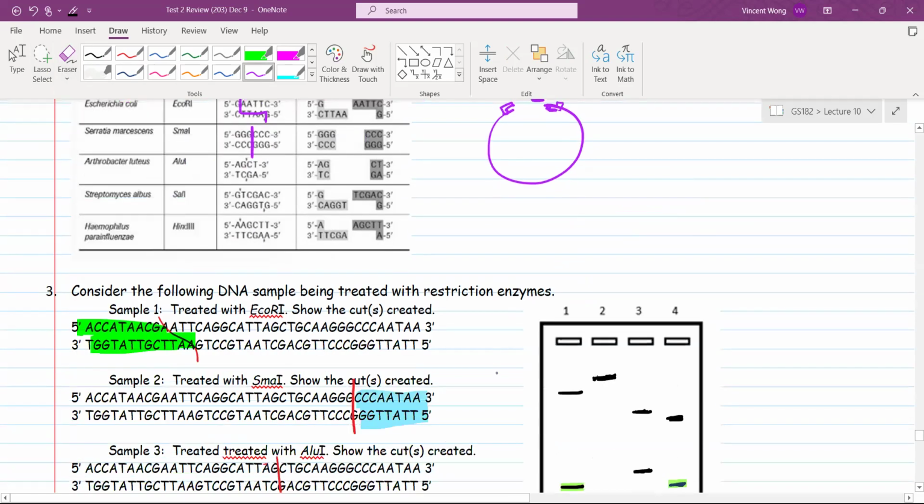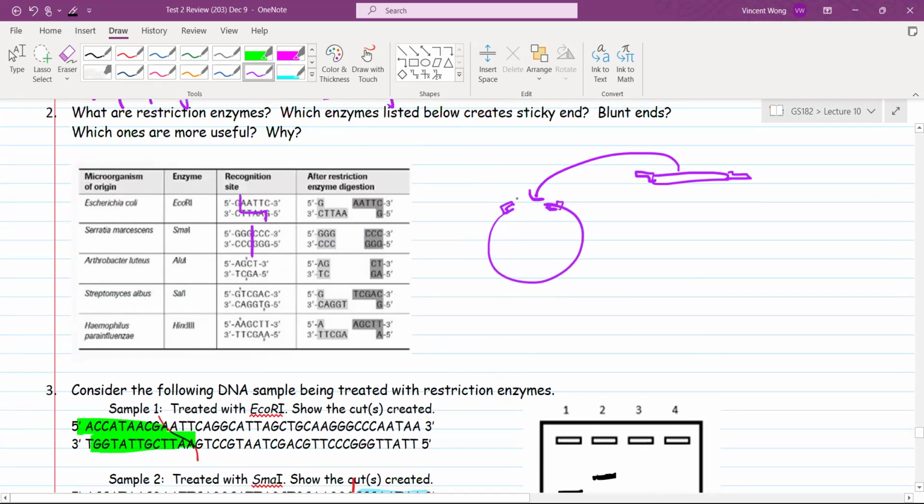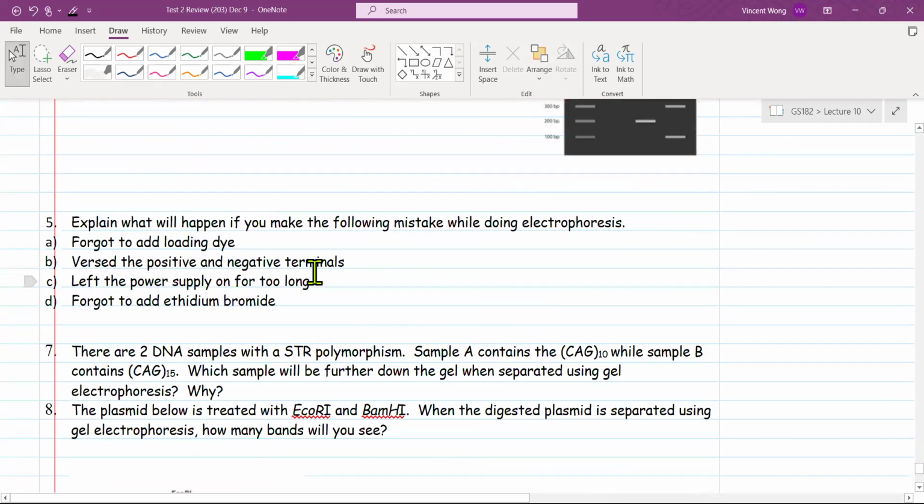Did you answer your question? Beside SmaI, no, this is also blunt. These two are blunt. You see, it cuts straight down, right? For it to be a sticky end, it has to create a little L shape. There has to be something sticking out on its own, as opposed to a clean straight cut. It's a zigzag cut. Okay?